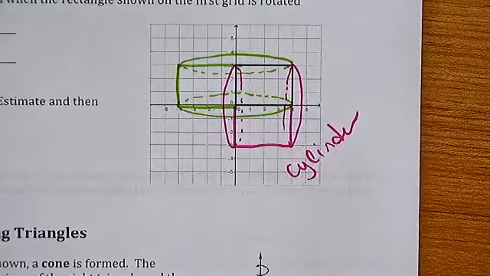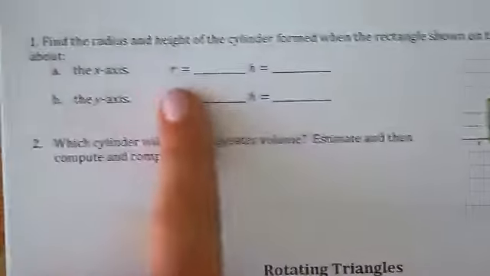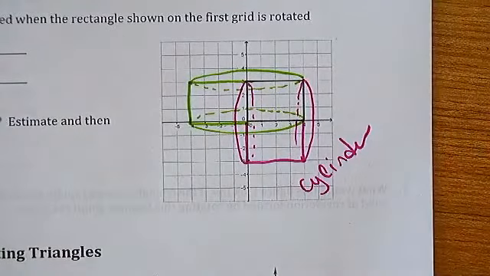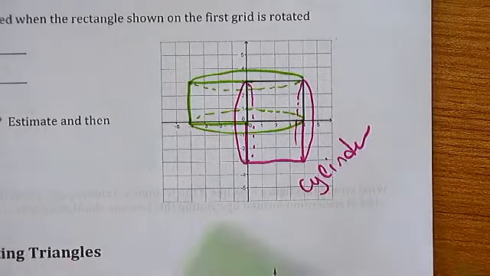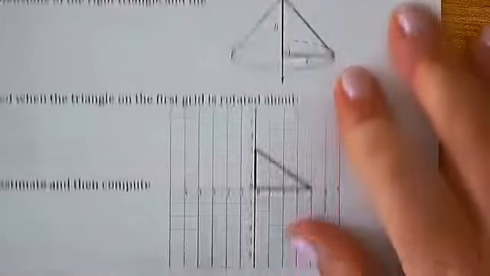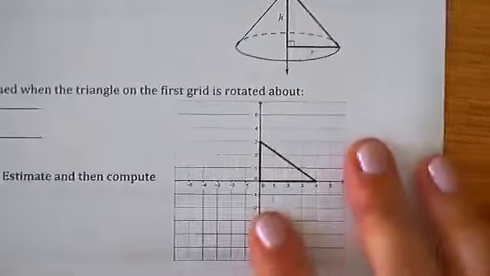Okay. So it just depends on what axis they want you guys to spin it around. And that's how you get that 3D shape. So a cylinder is just a rectangle spun around one of the axes to become 3D. Kind of cool, huh? We're gonna do the same thing with a triangle.